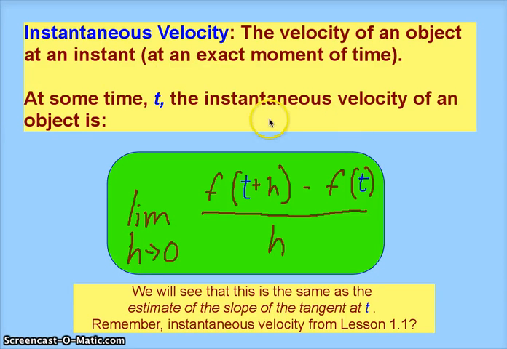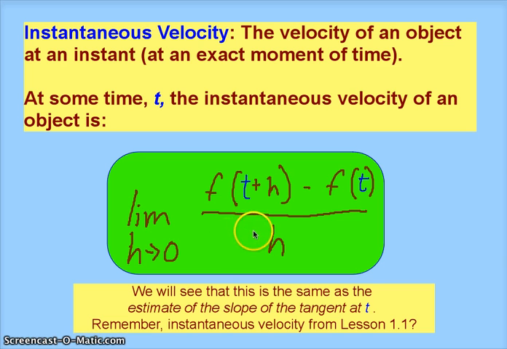Hello. This video will demonstrate how we can find instantaneous velocity using the concept of limit. We saw in a previous lesson that to find instantaneous velocity, or to estimate it, we can estimate the slope of a tangent at a particular point. And that worked very well. Now we're going to calculate it using the concept of limit. I will show you both methods so this formula makes sense.